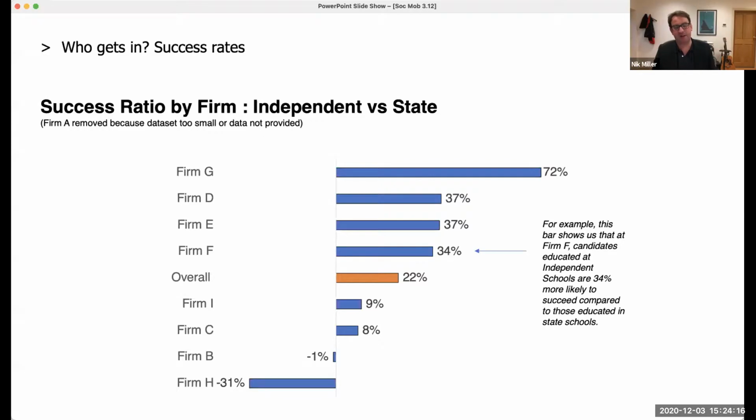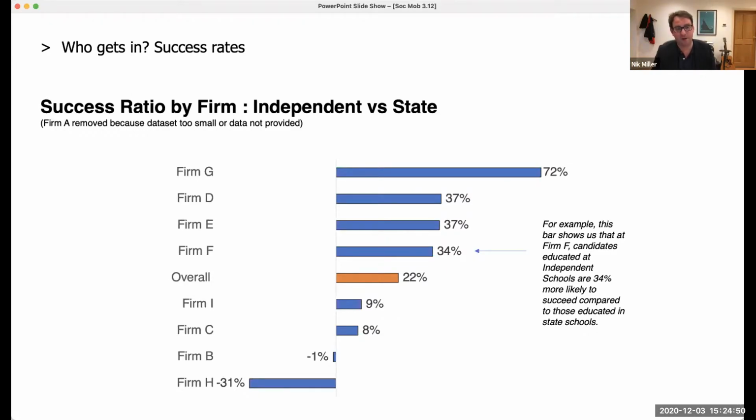And I bring this data up this afternoon because the fascinating thing is, why such huge differences? At firm H, for example, those from lower socioeconomic backgrounds are 31% more likely to be successful than those from independent schools. Whereas at firm G, the opposite is true. And we're interested, of course, using the qualitative data and looking at the approaches firms are taking, about why these differences should be, given that there isn't a huge amount of difference between the firms in many other respects.